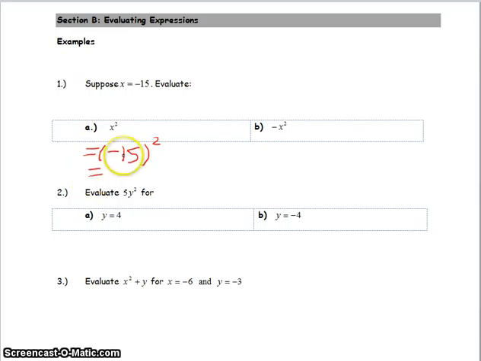Now we know negative 15 to the second power is parenthesis negative 15 times parenthesis negative 15, which will give us positive 225.